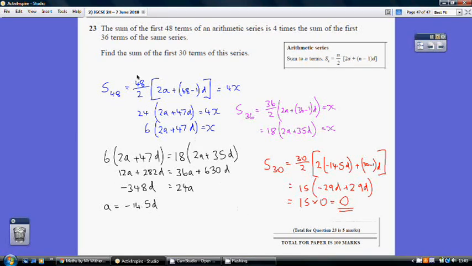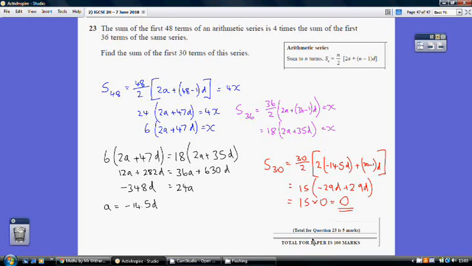Now, we've been asked to find the sum of the first 30 terms of this series, so if we substitute in with n now being 30, we get this. And the only reason this works is because our d's cancel out. So we've got 2 lots of a, which is 2 lots of a minus 14.5d, plus 29d here. They cancel out, giving us the sum of the first 30 terms being equal to 0.